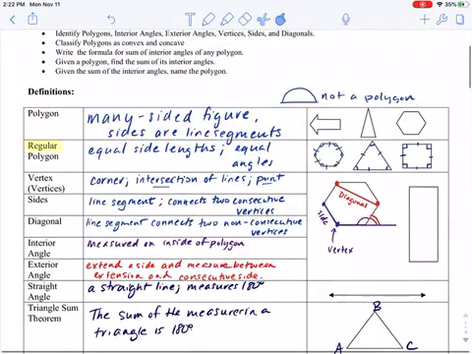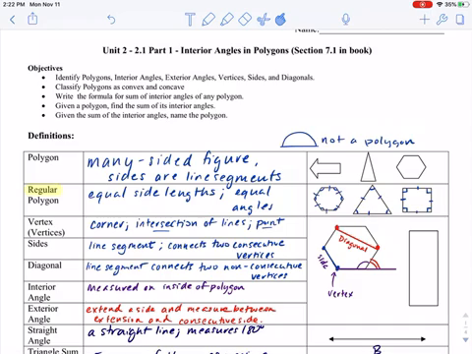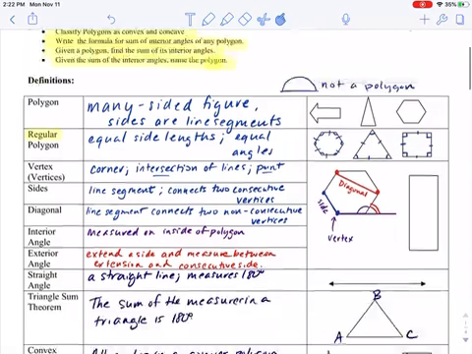Okay, so now that we have our vocabulary, let's take a look at what we're going to do next. Our objectives are to identify polygons, interior angles, exterior angles, vertices, sides, and diagonals. So we've now defined those words. We're going to classify polygons as convex and concave. Today we're also going to write the formula for the sum of interior angles in any polygon. We are going to find the sum of the interior angles, and finally we're going to do the reverse. If we have the sum of the interior angles, we're going to name the polygon.